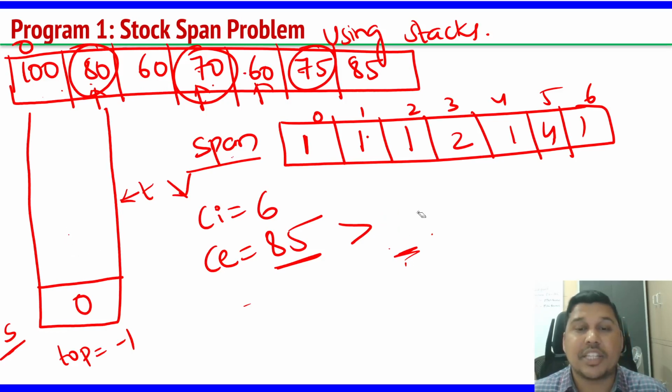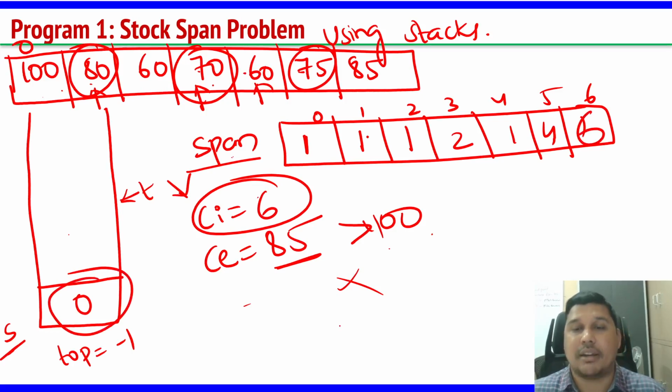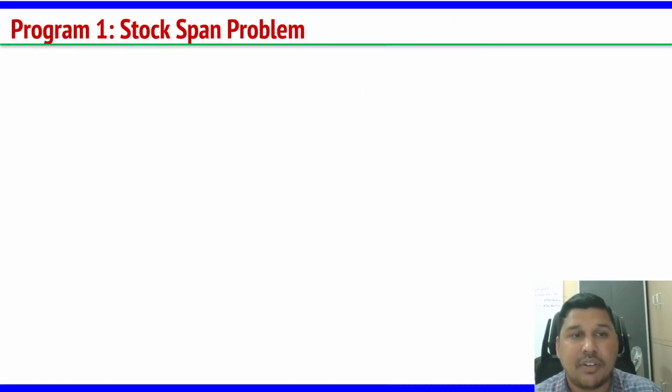Now, compare this with the top of the stack, that is 100. Is 85 greater than 100? No. So, false. When the condition is false, what you have to do? You have to subtract, Ci minus the top of the stack. So, 6 minus 0, 6 comes here. Right? So, this is the solution. I understand it is difficult to understand the logic with stacks. I will once again repeat the solution for this.